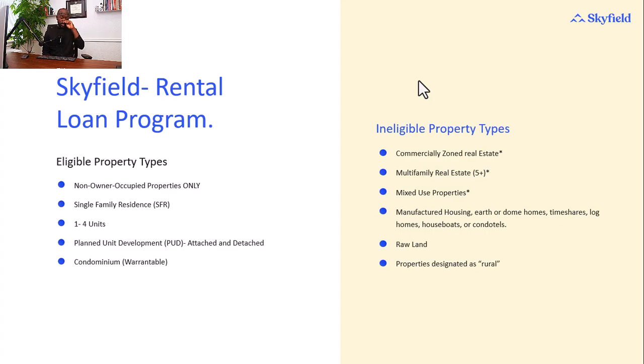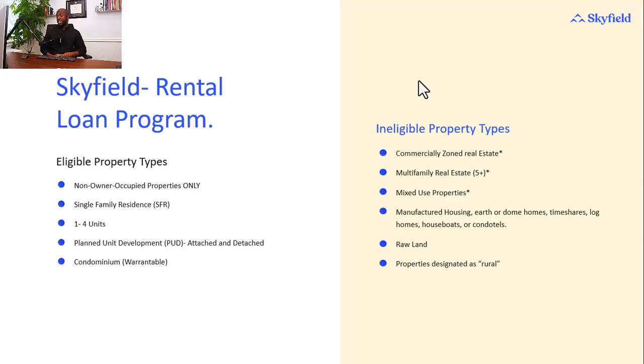Now, quick talking point about the condos. Only warrantable condos qualify for this program. And when I say warrantable condos, what I mean is that condos that are also eligible for government funding. So if the condo can qualify for an FHA loan or a VA loan, then it also qualifies for this specific program. If it doesn't qualify for government loans, meaning it doesn't qualify for FHA loan, or if it doesn't qualify for a VA loan, then it also doesn't qualify for this loan product here. All right, so keep that in mind. This product does qualify for condos, but they have to be warrantable condos.